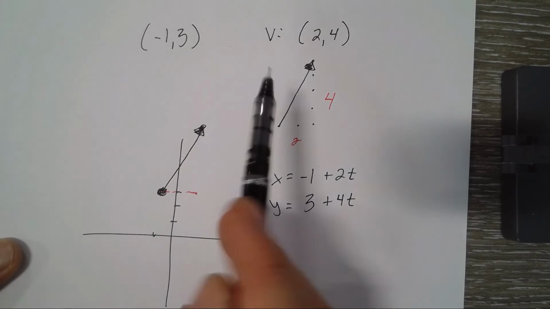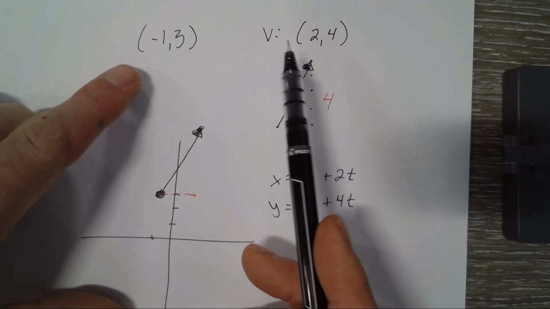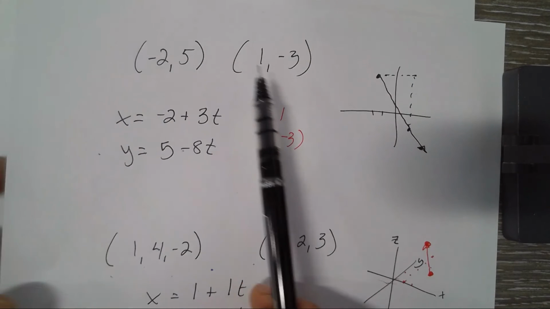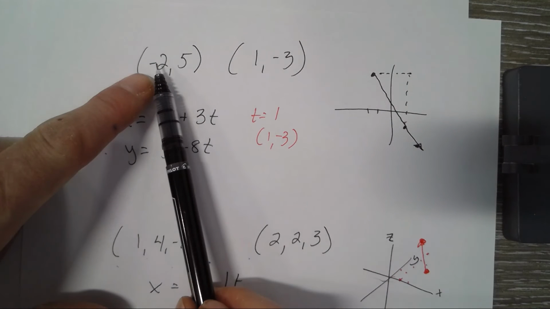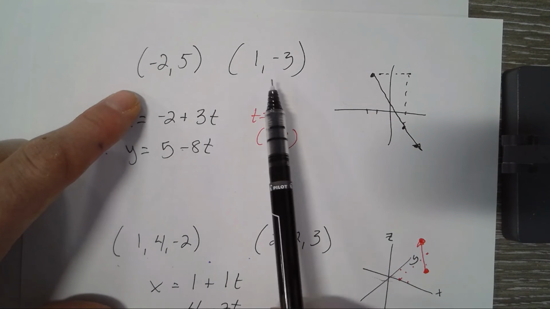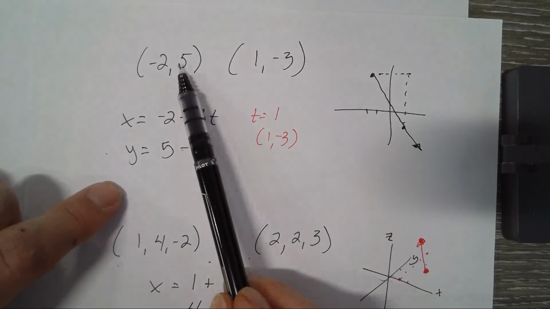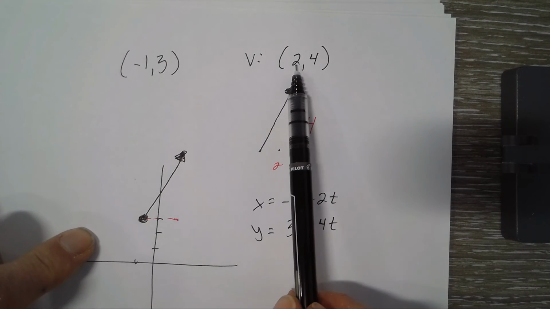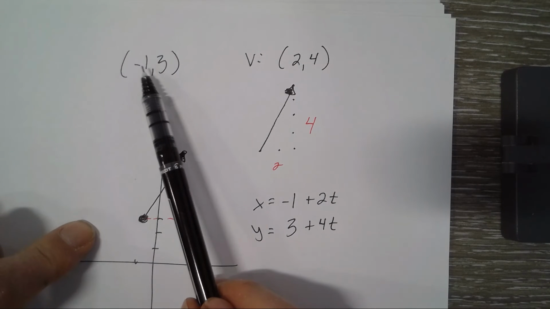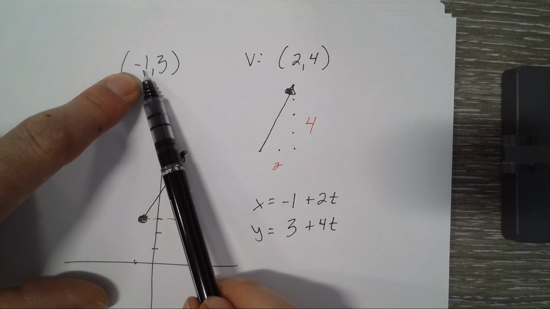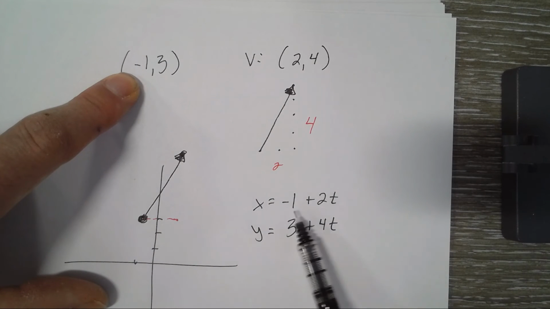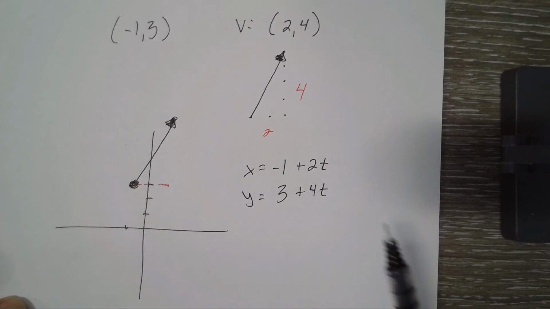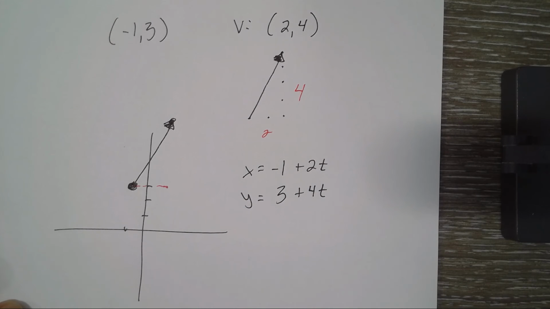It's different than points, because to find parametrics for 2 points, you have to figure out how do I go from negative 2 to 1? I went up 3. That's the 3t. And to go from 5 to negative 3, we went down 8t. This is not an ordered pair, that's a vector. So we add the x component to our initial location for x. So it's negative 1 plus 2t and 3 plus 4t.